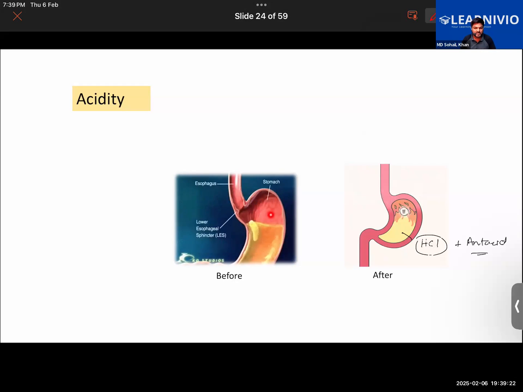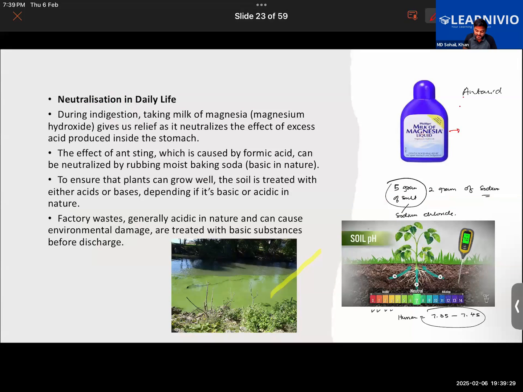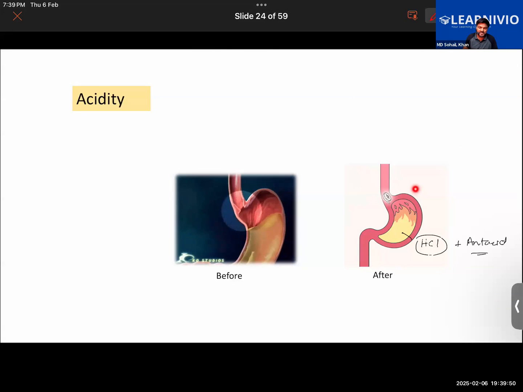To get relief from this, we generally consume an antacid, like milk of magnesia, which contains the chemical substance called magnesium hydroxide. We should know that this is a base. When magnesium hydroxide is consumed, it reacts with the hydrochloric acid present in the stomach. So when the acid reacts with the base, you know that.